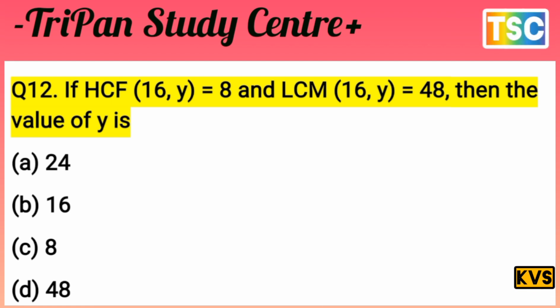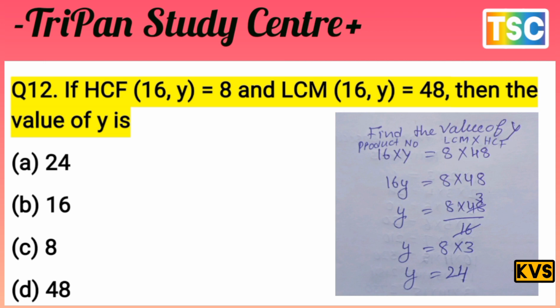The solution is very clear. 16 and y are common to both the HCF and LCM, but the values of HCF and LCM are different. 16 plus y equal to 48 into 8 is wrong, but 16 into y is equal to 8 into 48 is right. So y is equal to 8 into 48 upon 16. Cutting down, the answer is 24.